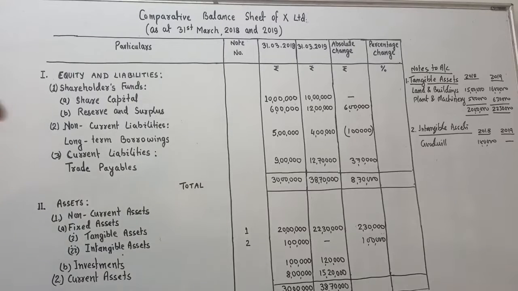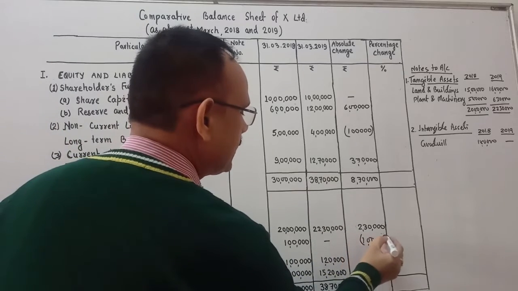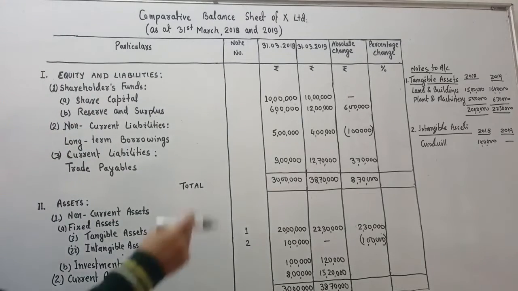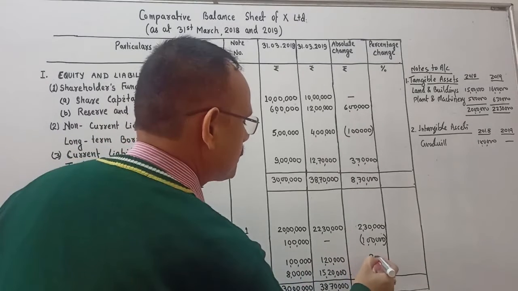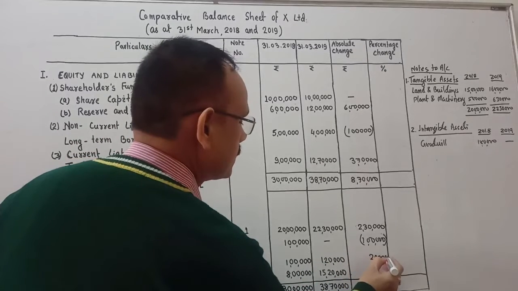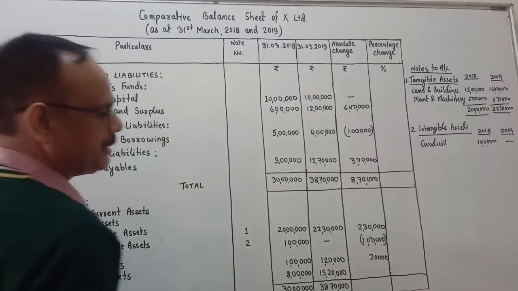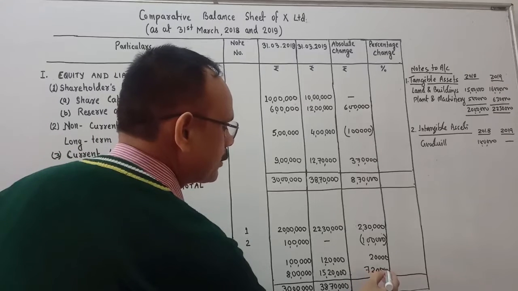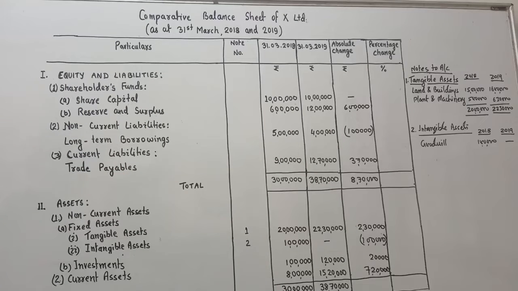So this change is what? Last year it is 1 lakh and this year there is no figure, so it's a minus. It is decreased to 0, so decreased by 1 lakh. Here 1 lakh and 1 lakh 20,000, so it is increased by 20,000. Next is 8 lakhs and 15 lakh 20,000, so it is increased by 7 lakh 20,000. Is it clear? 7 lakhs 20,000.